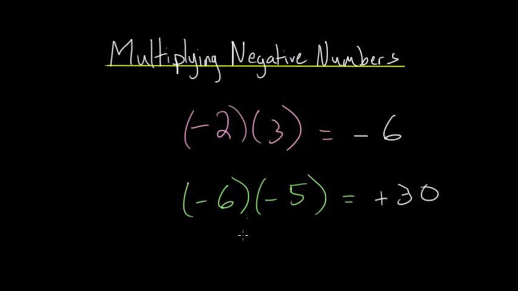But the question you should always ask yourself is why? Why do we get a negative here, but we get a positive here? Why do two negative numbers cancel each other out? There are several different ways you can think about it, but ultimately to fully understand this, you have to go back to the definition of multiplication, or think about multiplication as repeated addition.